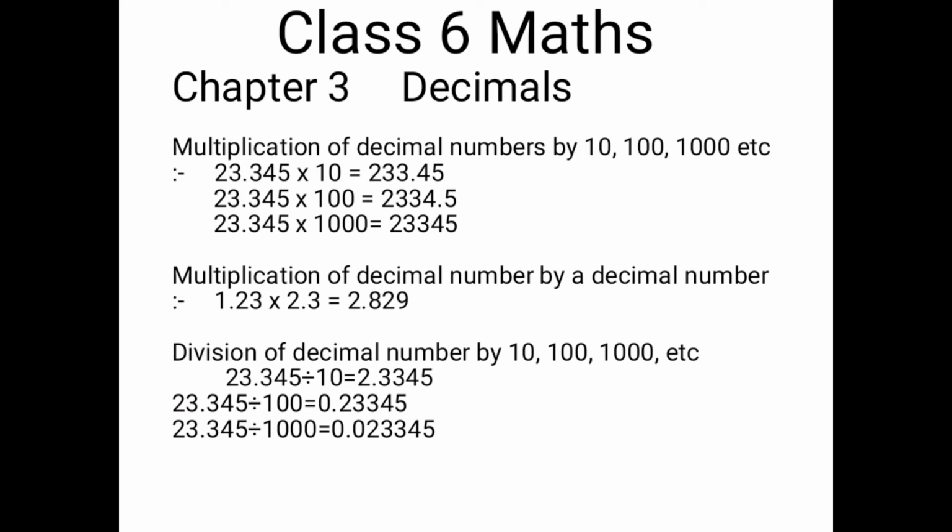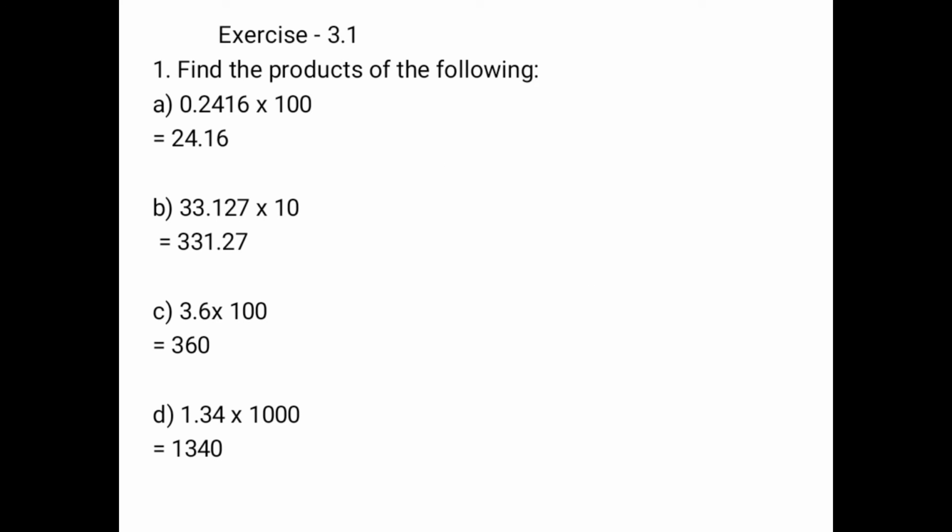Now let's go to the exercises. Exercise 3.1. Question number 1. Find the products of the following. Number A, we have 0.2416 into 100. If you look at the question, we have two zeros, right? It is multiplication. So when it is multiplication, the decimal will go to the right-hand side.